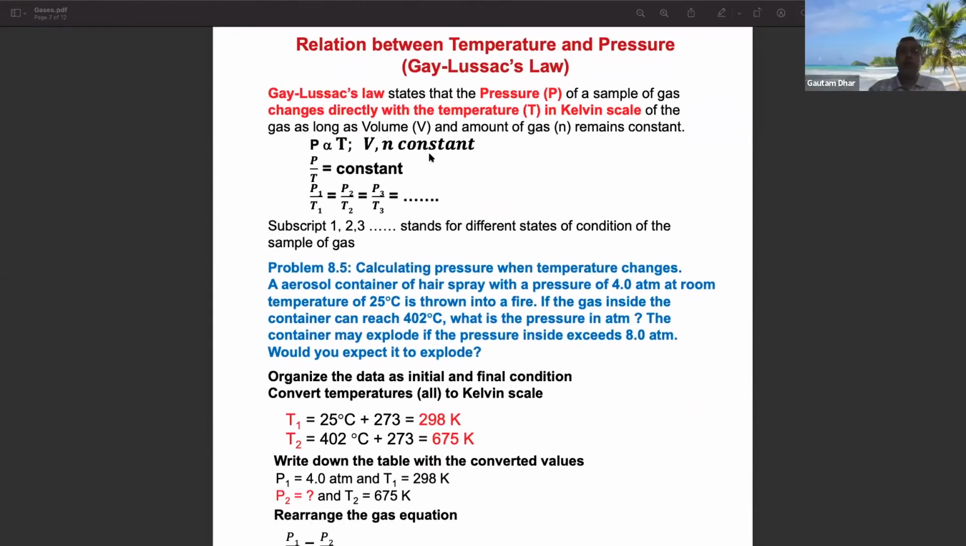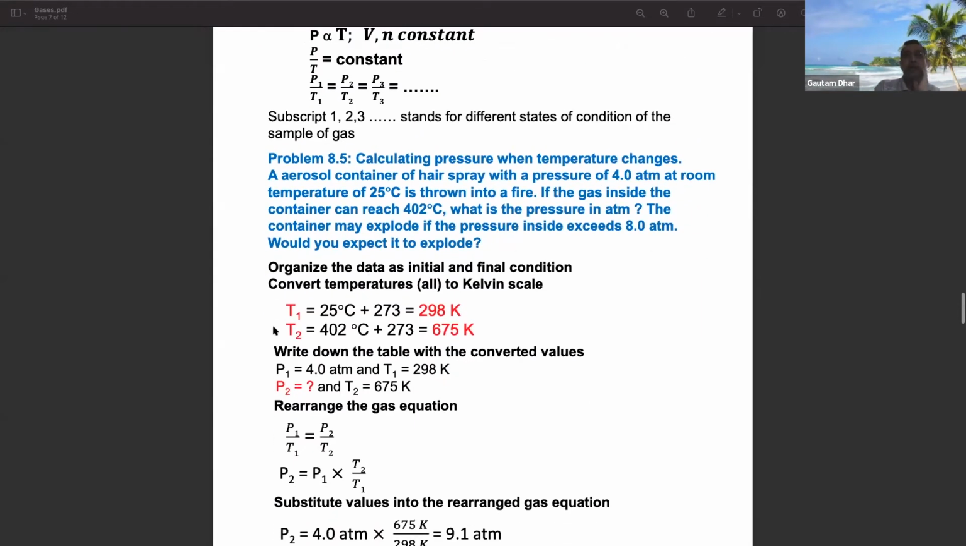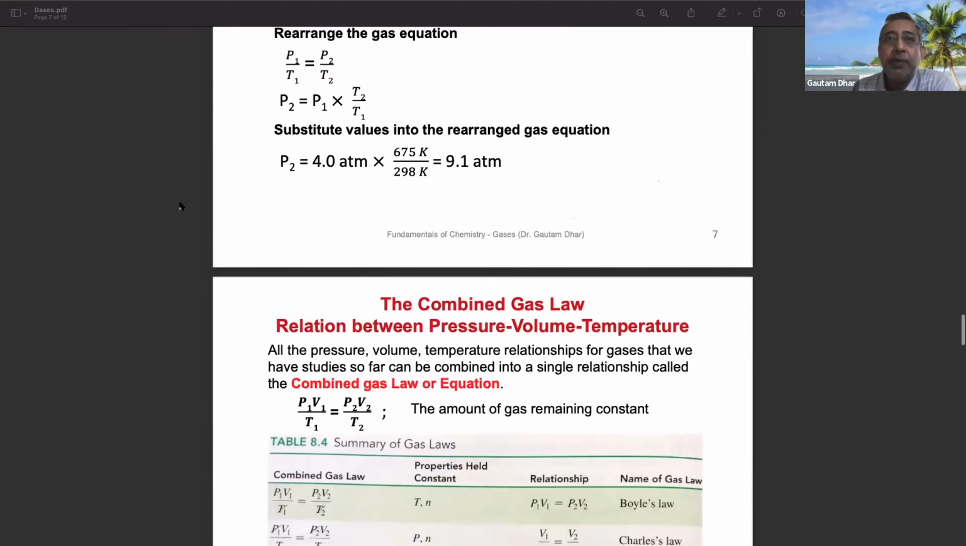So the relation between temperature and pressure is Gay-Lussac's law. Just like the previous one, P is directly proportional to T, so P by T equals a constant. So P1 by T1 equals P2 by T2, and then you can use that to do a math problem like this: calculating the pressure when the temperature changes. These are simple problems, okay?